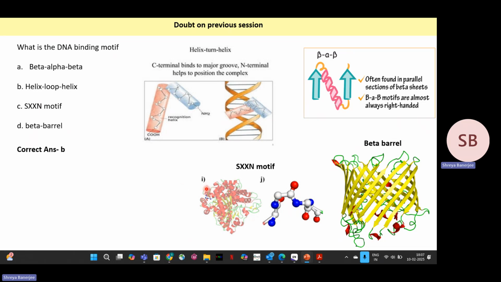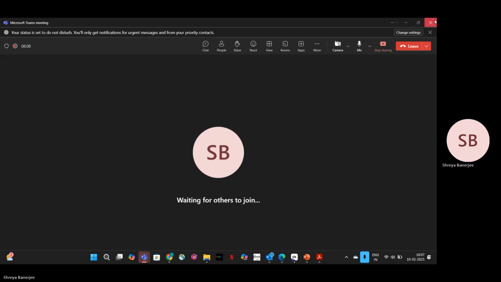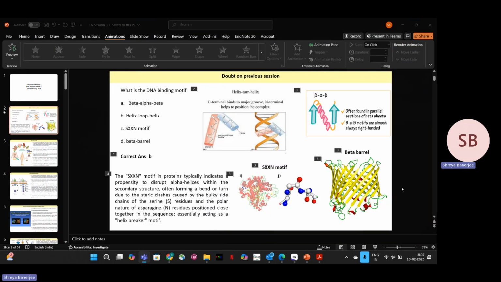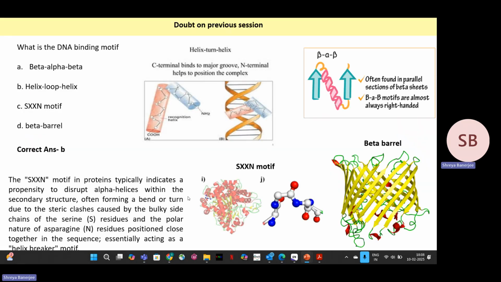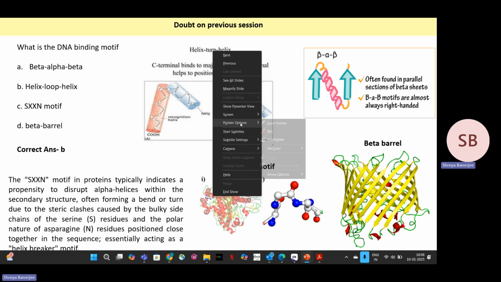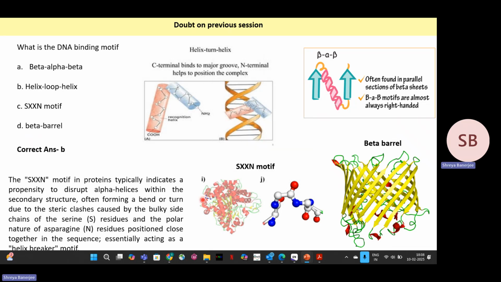So you can see this helix here. At the end of this helix, there is an SXXN motif. So this region is expanded and shown here. Yeah, so this region of the helix that you can see is expanded and shown here.